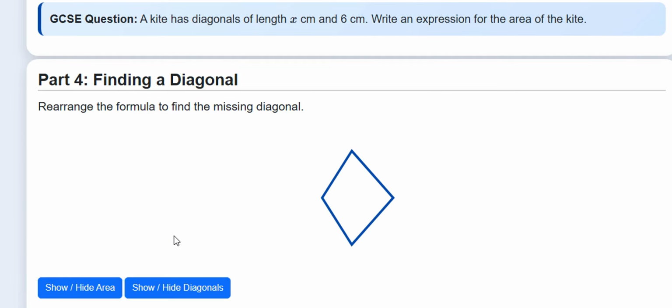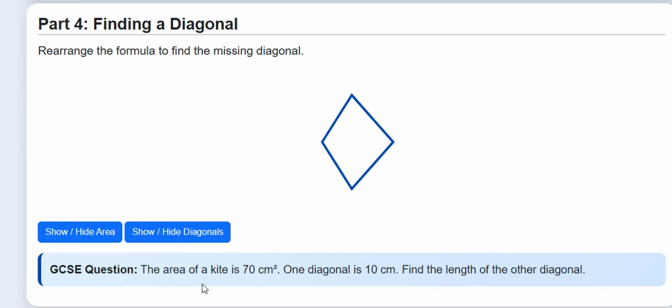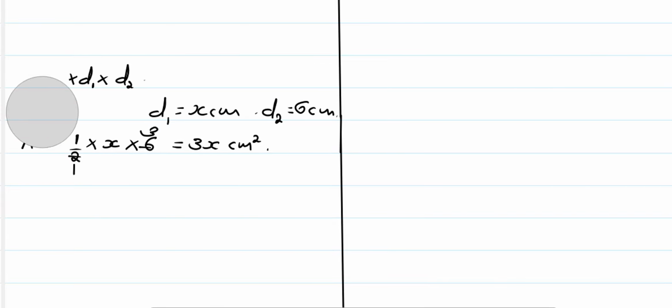Can we try the last example where you are given the area itself, like in this one: the area of a kite is 70 centimeters squared, and one diagonal is 10 centimeters. Find the length of the other diagonal. So here you are given the area and one diagonal. Area is the region enclosed by the kite, and the diagonals are D1 and D2, but we don't know D1, we know D2. In this case, we can first copy all we know. Let me clean the board first.